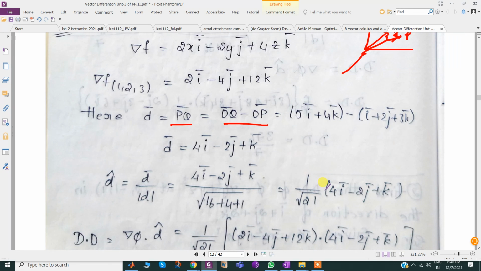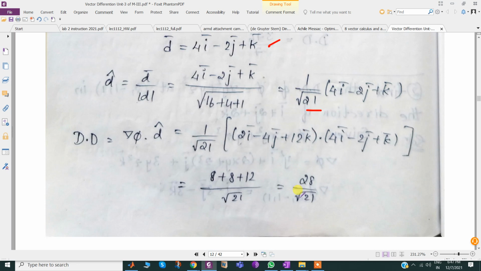Find the difference. I may get a D. From this D cap I am supposed to calculate. D cap is equal to 4I bar minus 2J bar plus K bar upon square root of 4 square plus 2 square plus 1 square, which will be under root of 21.